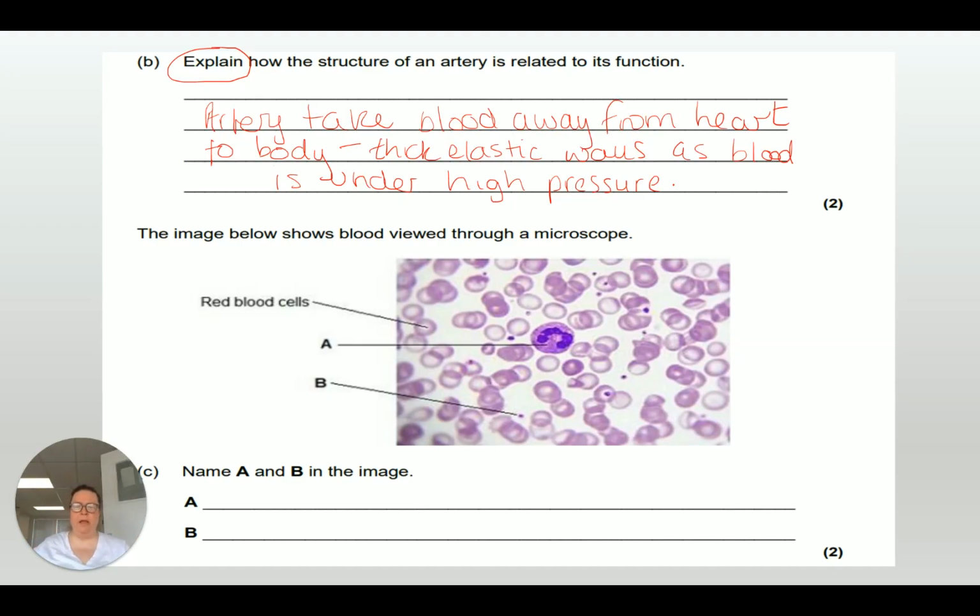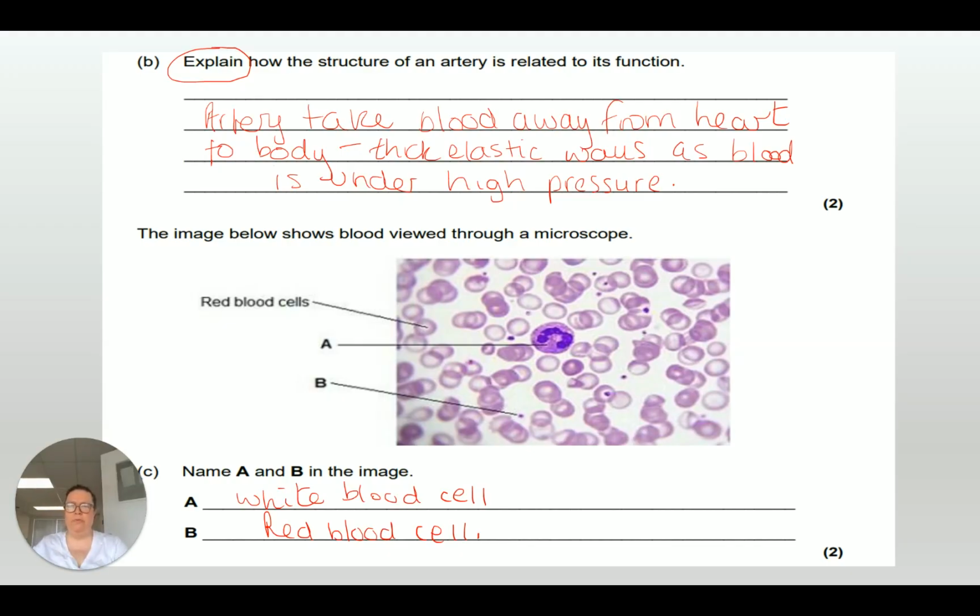The image below shows blood viewed through a microscope. Name A and B. Okay, so we said that white blood cells were always the largest ones, and red blood cells are a biconcave disc. So A here is a white blood cell, and B is a red blood cell.